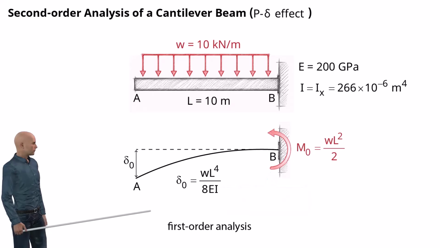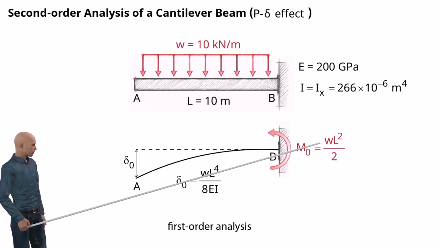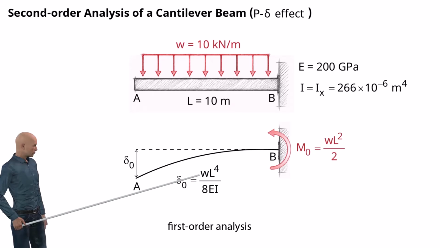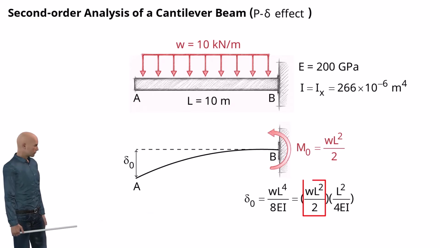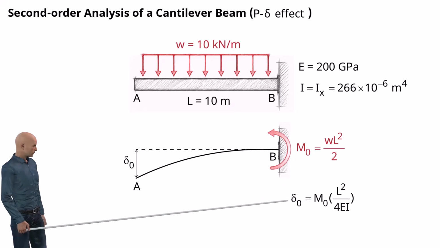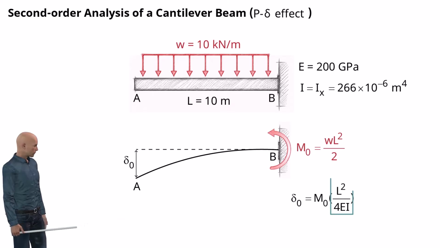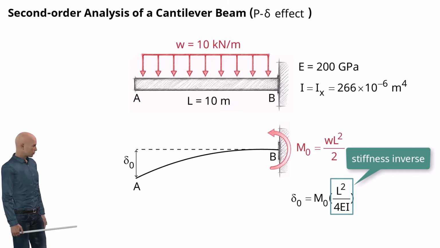Now notice something important. Both M0 and delta 0 come from the same load, W. So these two quantities are not independent. If we rewrite the deflection equation this way, we can see the bending moment expression inside it. This means we can relate delta and M using this equation. The term in parentheses represents the inverse of the bending stiffness for this cantilever beam. Beam stiffness relationships commonly involve the ratio EI over L squared, so this form is useful because it separates the moment term from the beam stiffness term.